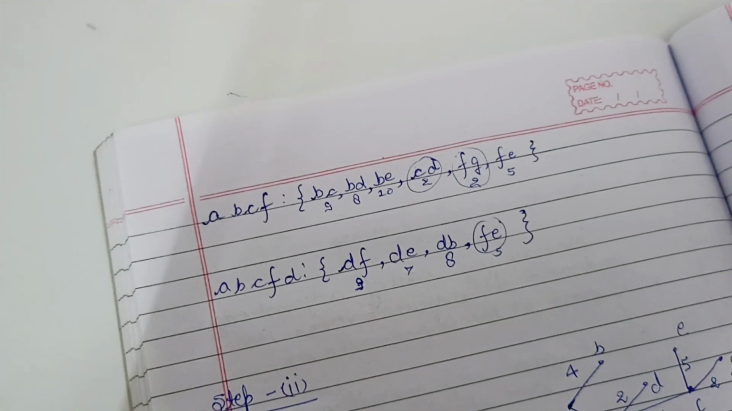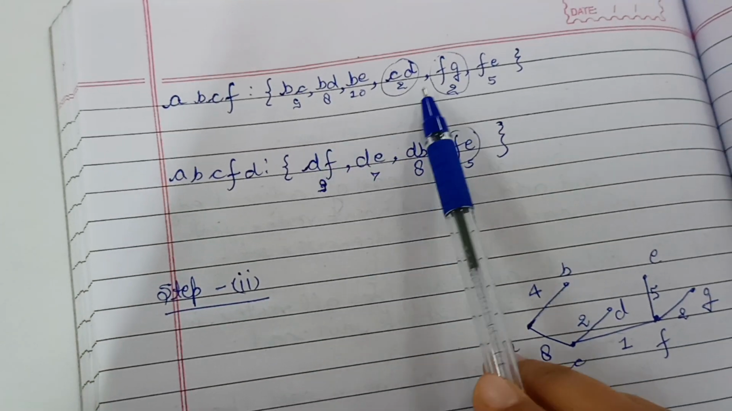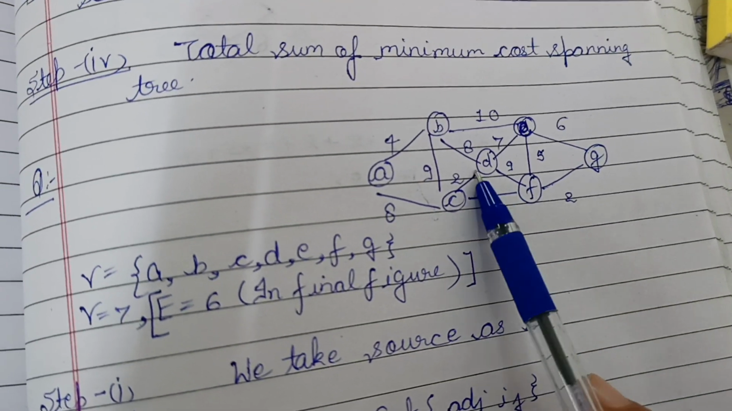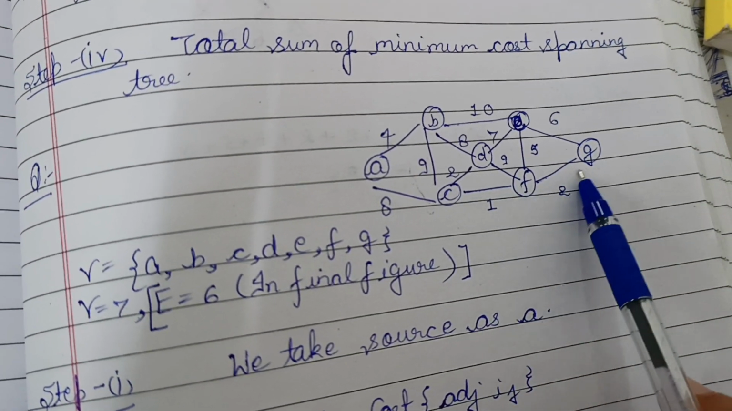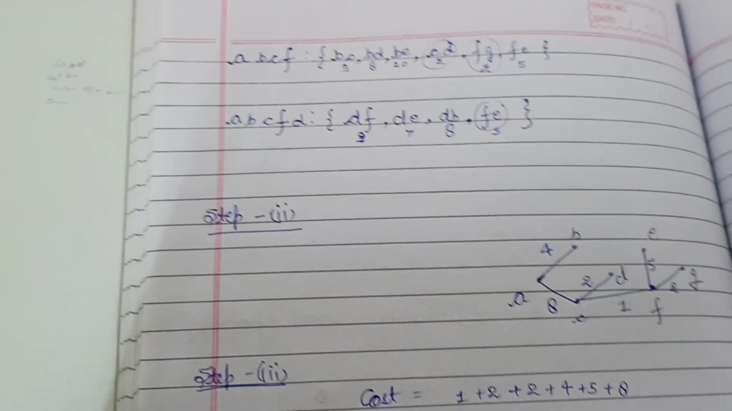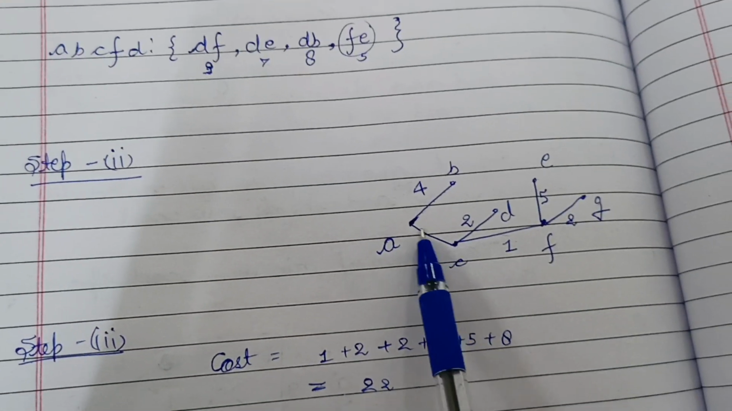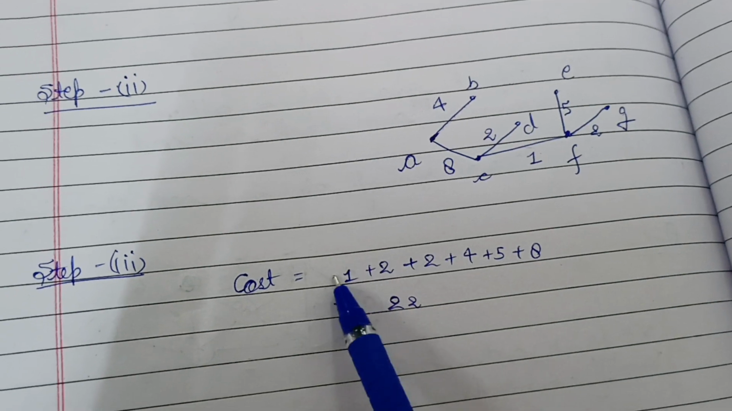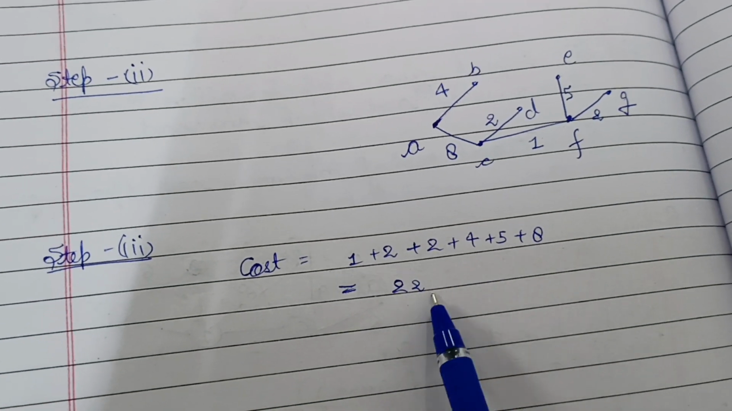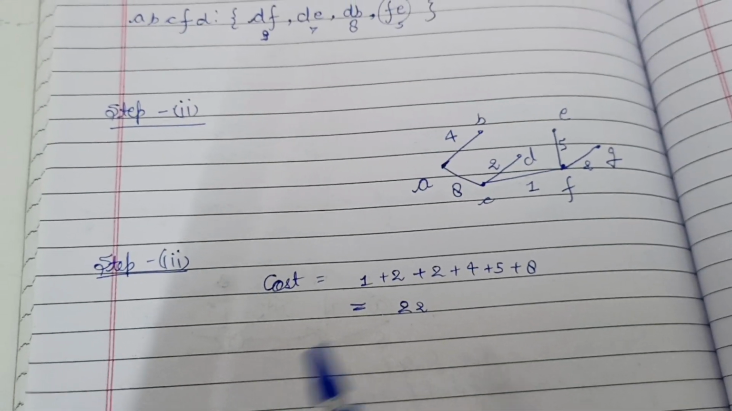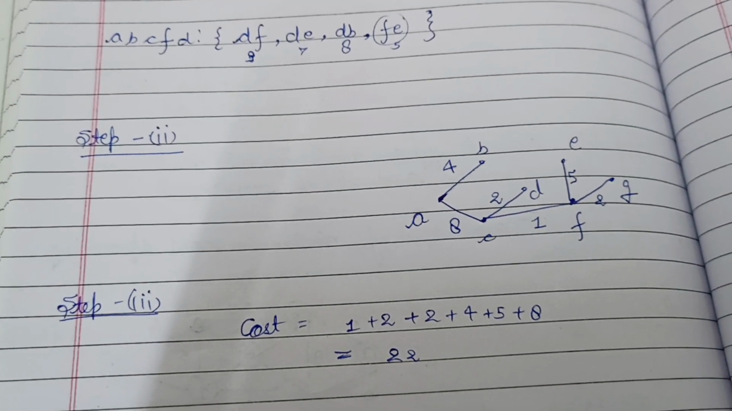Like that we go on with A, B, C and F, then CD will be 2 and FG will be 2. So 2 and 2 are there. By these we make a figure like that. This is the figure. Then we conclude the cost: 1 plus 2 plus 2 plus 4 plus 5 plus 8, that is 22. This is Prim's algorithm, and the first one was Kruskal's algorithm. Thank you.